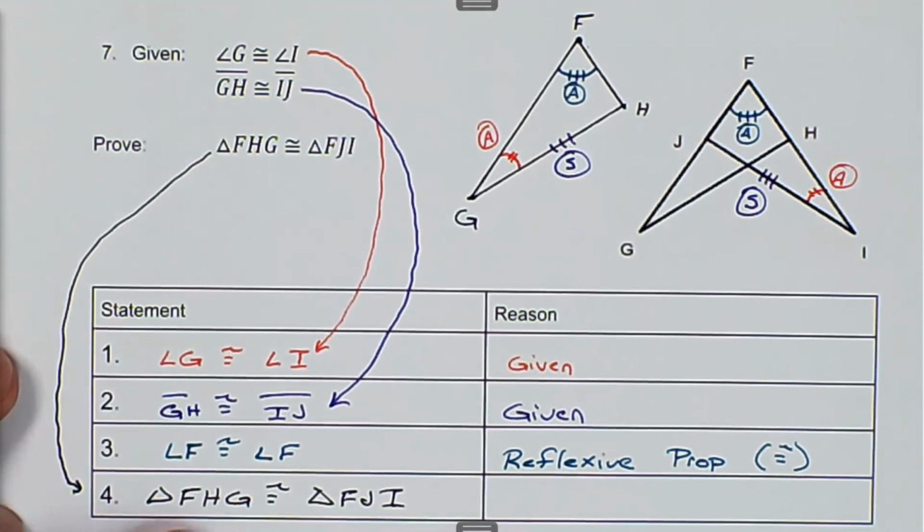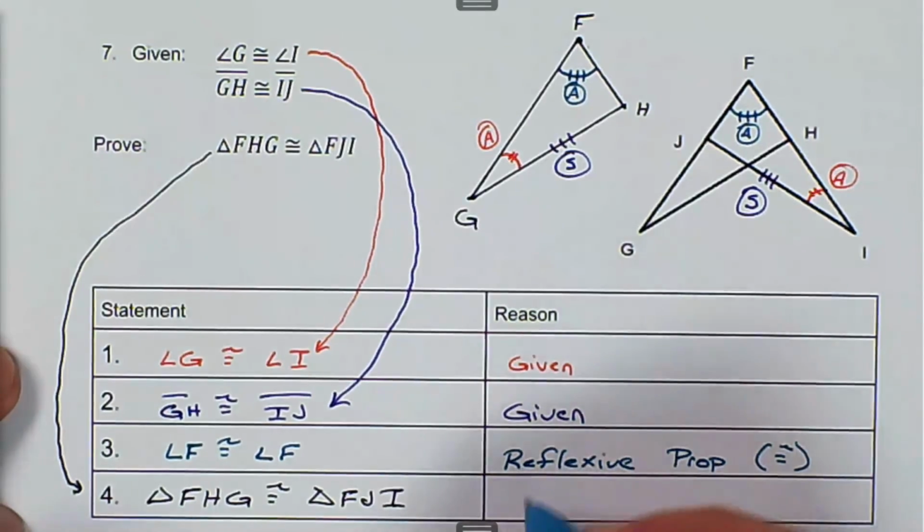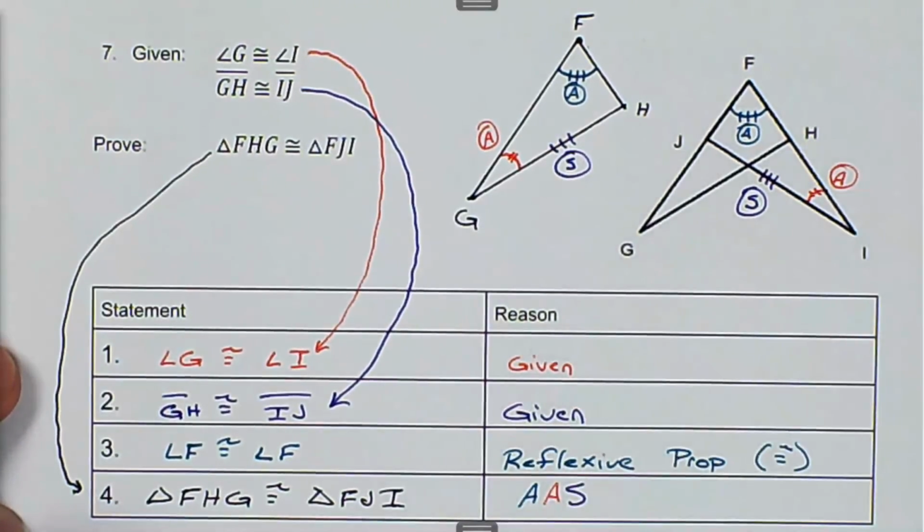So we already have the triangles named, and then we have angle, angle, side. And then that is QED.